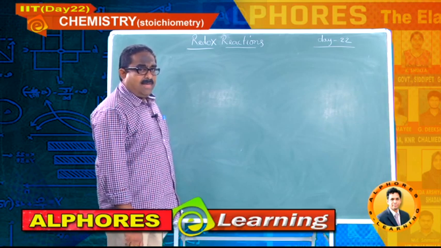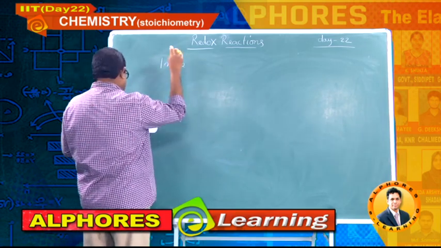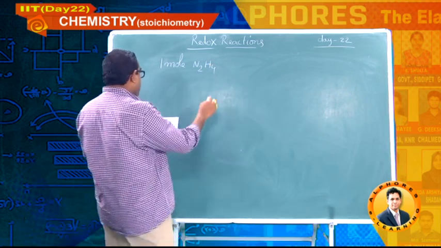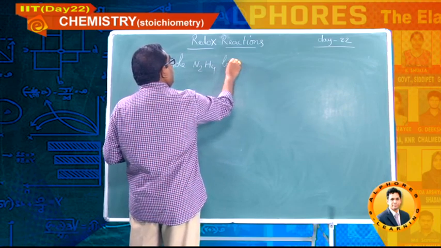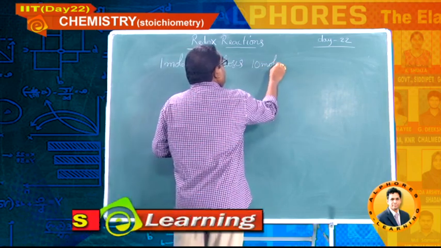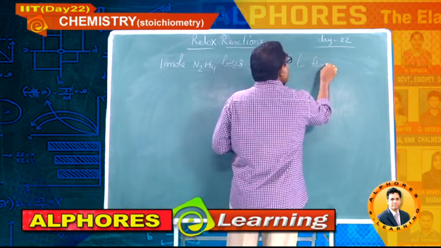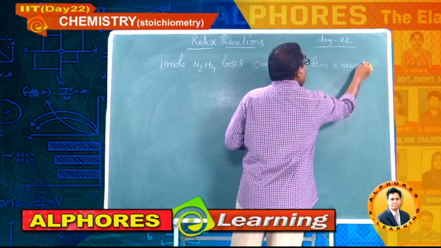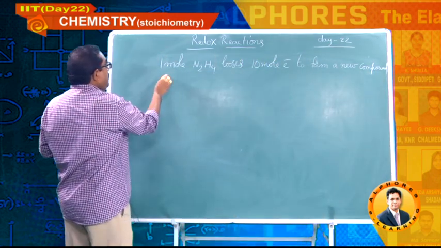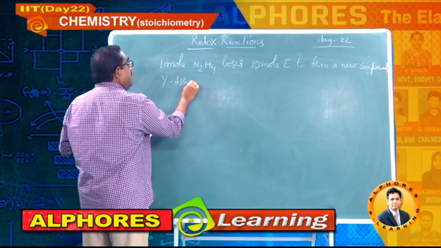Okay, students, let me go for the next numerical. Write down: 1 mole N2H4, hydrazine, name of this compound, loses 10 mole of electrons to form a new compound Y.